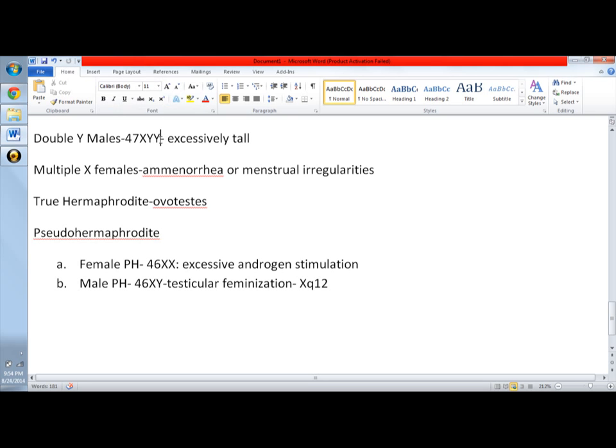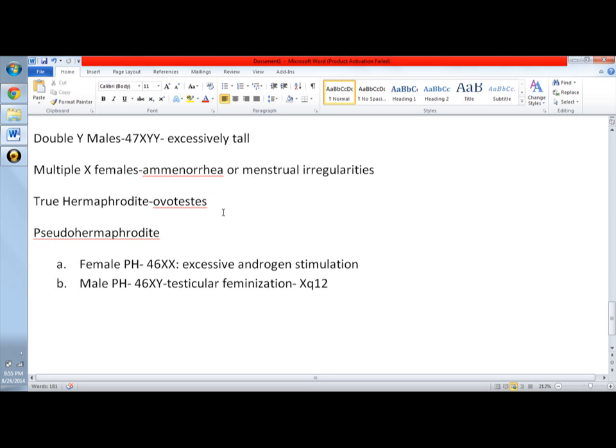For the multiple X females, they are phenotypically normal. They are phenotypically females, however, they have a tendency to mental retardation with an increase of each X, like in the Klinefelter syndrome. And then the important ones would be amenorrhea. It's actually important in menstrual irregularities. So an extra X can present with amenorrhea or menstrual irregularities.